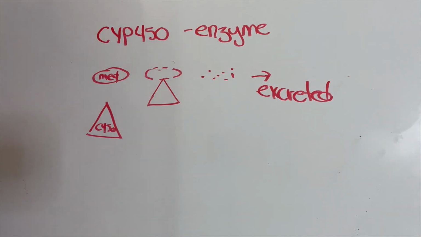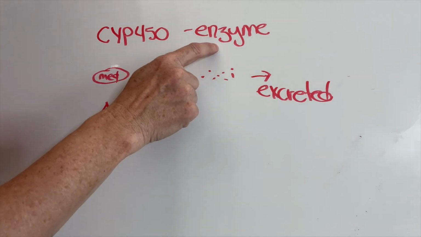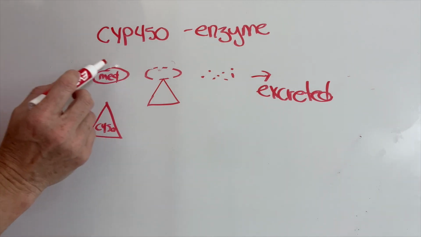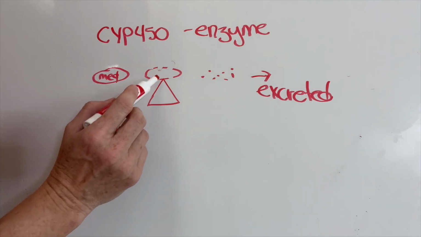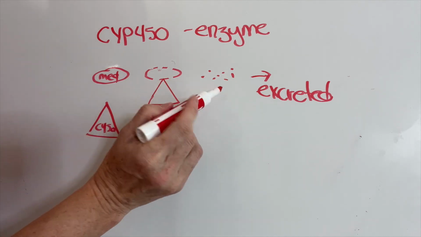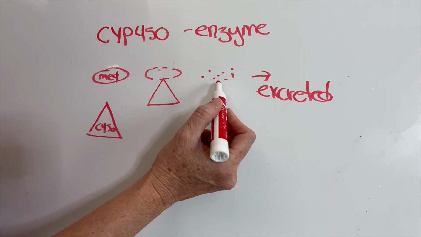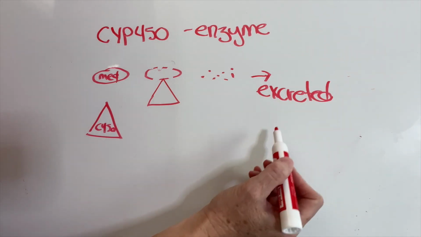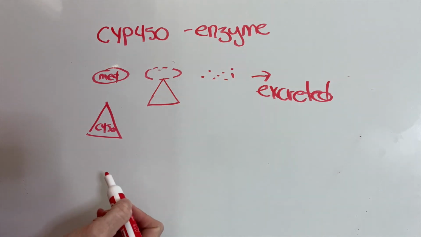Okay, so our CYP450 is an enzyme that is often found in the liver. It's also in other parts of the body. And when it detects that there's a medication in the body, it will bind to it so that it can begin to break it down, so it can be transformed into smaller components that are water soluble, so it can be excreted through the body through urine and feces.